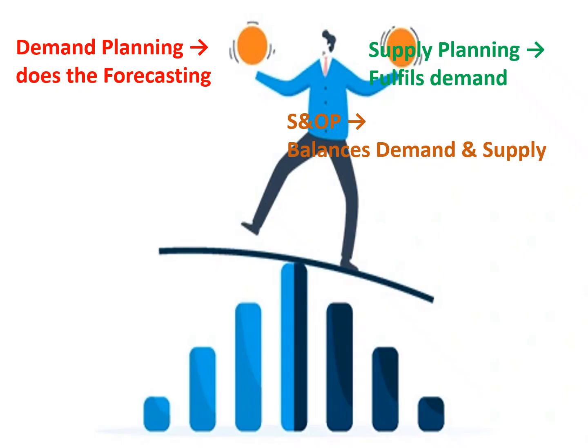So we can say that demand planning does the forecasting, S&OP balances demand and supply, and then supply planning fulfills demand.